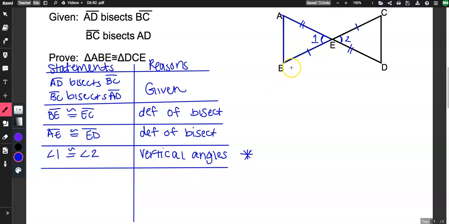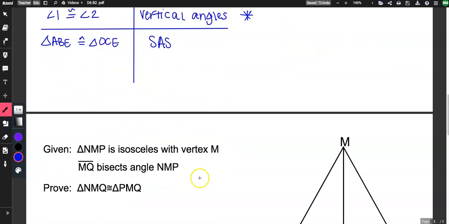So now I look at my picture and I'm ready to say that the triangles are congruent because I have a side angle side congruency statement. So triangle ABE is congruent to triangle DCE. Always make sure your order matches what was typed. And the reason there is side angle side. I'm done. So we'll do one more together here, and then you have one to try on your own.